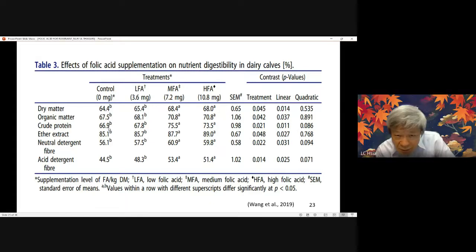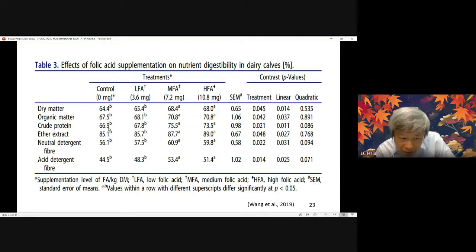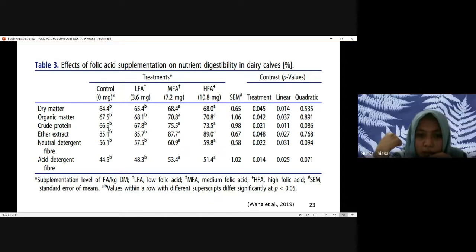What is the definition of the calf here? Calf here is... I forget, Professor. Because if they are lower than a certain age, the rumen is still not well developed. Yes. I have to check again, Professor. Okay. Actually, I already forgot. Sorry.